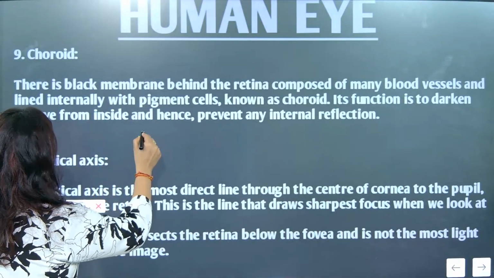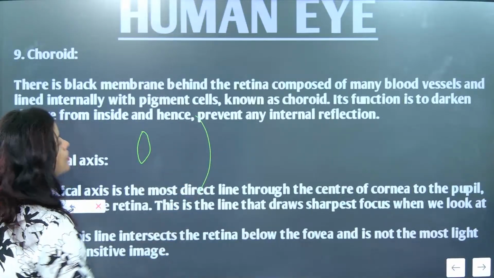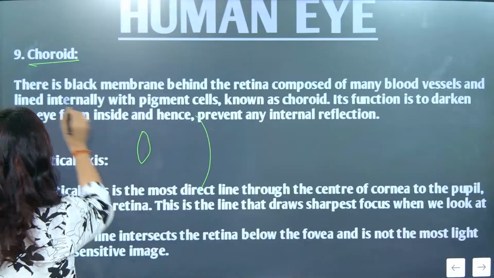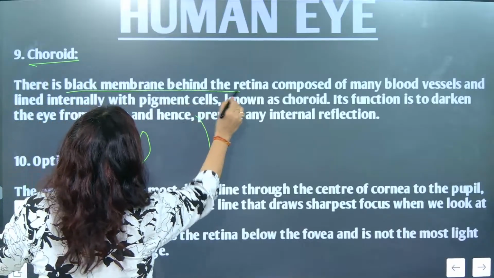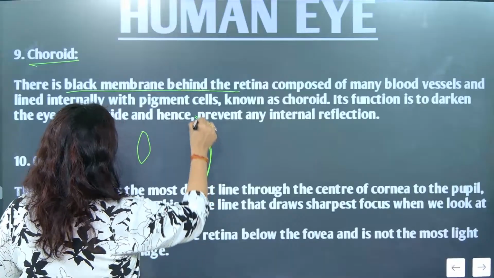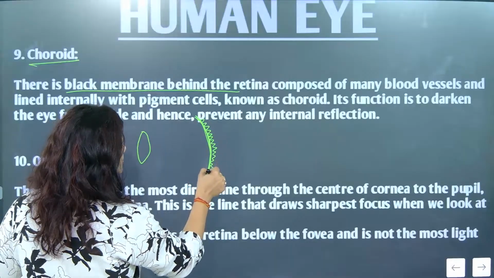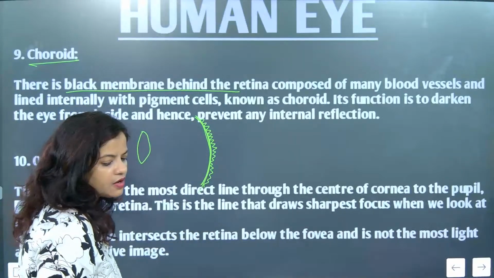See, this is the lens and this is the retina section. Understood? Now, choroid. It is a black membrane behind the retina. So this is the retina, and behind the retina, one black membrane is there. Got it? Behind the retina, what is there?